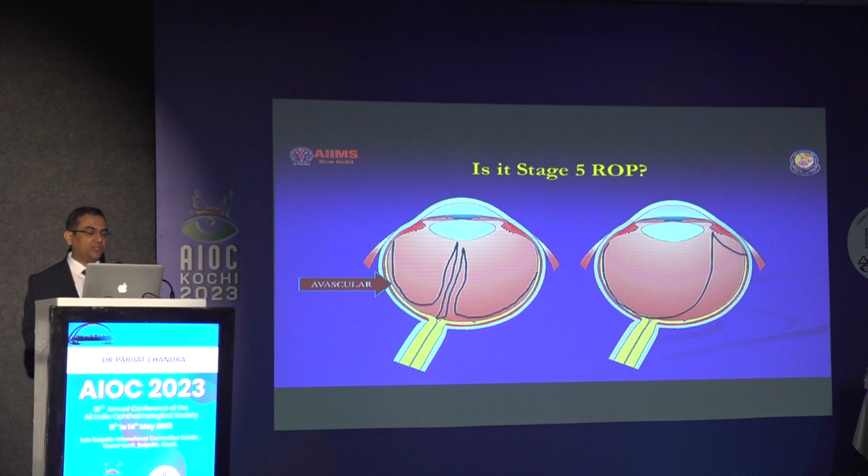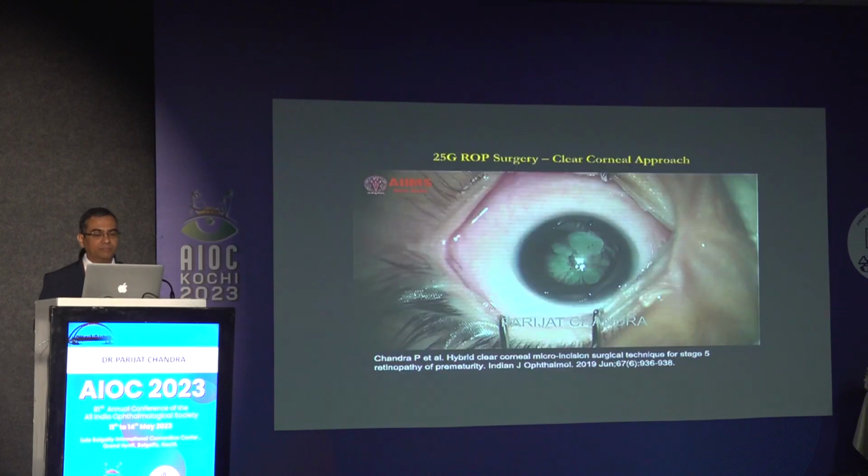And sometimes it's just not stage 5 ROP. You think it's stage 5 ROP because there's a retrolental sheet there, but actually it could just be stage 4B sequelae. And once you start to open it, you find that some part is attached, but it's avascular. So it might just not be stage 5 ROP.